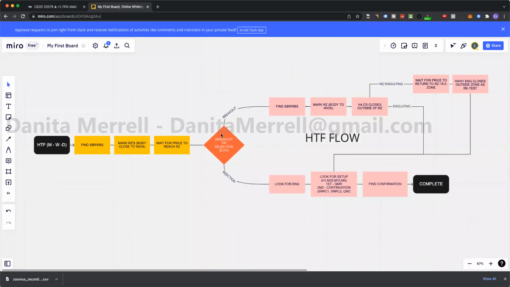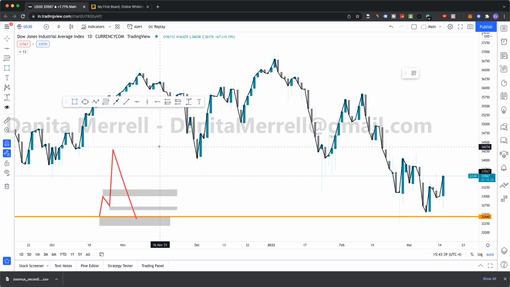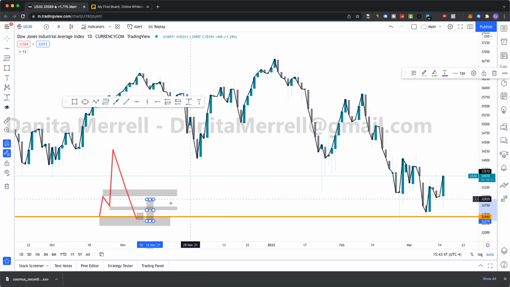In the case we do have a rejection, we're just going to look for a simple engulfing pattern. So at this point, let's say here we have a candlestick and then another candlestick. Right here we're rejecting.